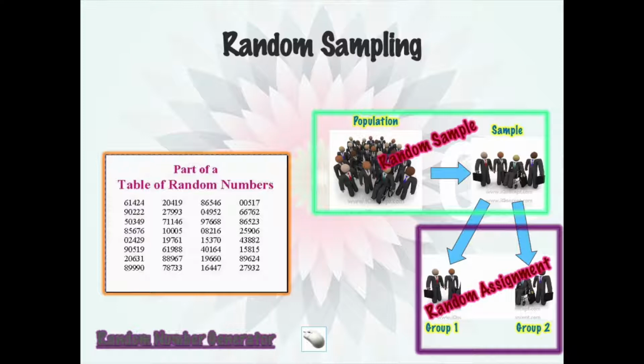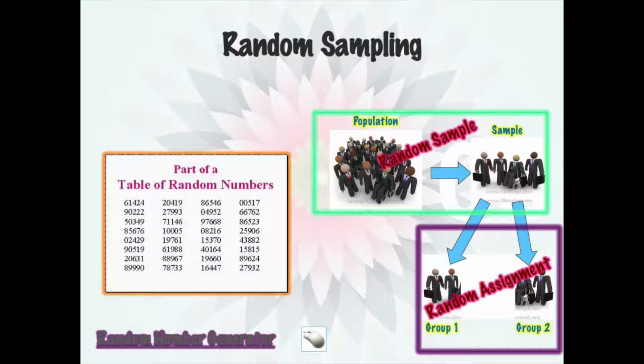So you're going to pull student 61,424 or student 90,222. And so it's random because you don't really know whose number matches up with what name. The textbook is telling you who to choose by these numerical IDs. But that's pretty old school.